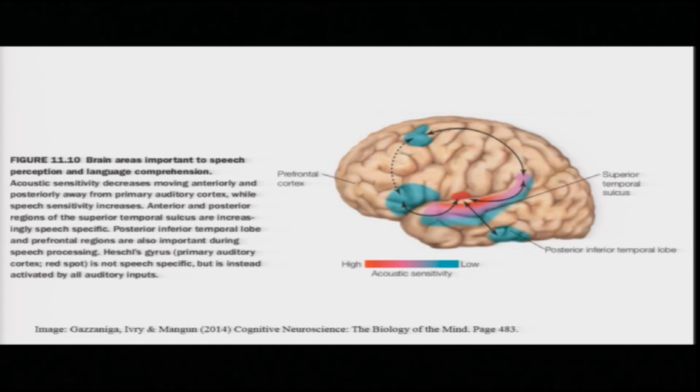Okay. And then Heschl's gyrus, which is the primary auditory cortex, the red spot here, is also not speech specific, but is instead activated by all auditory input. So, the input first comes here, and then from here it goes towards the back, and also from here it goes towards the front. And from here it goes to the frontal cortex as well. This is basically the prefrontal cortex, this area here. This is basically what is happening with respect to speech processing according to Binder and colleagues.